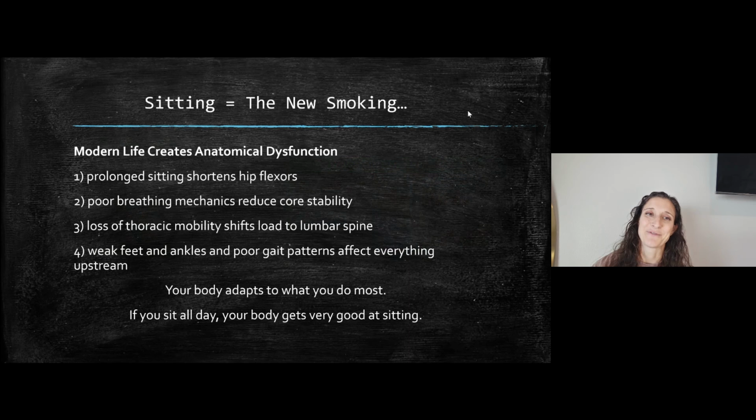Now, you've heard the tagline before, sitting is the new smoking. Well, honestly, just modern lifestyle creates anatomical dysfunction. When it comes to prolonged sitting, because of those short hip flexors, for breathing mechanics, because we typically round forward, and this goes with upper cross syndrome as well, but we're talking about the low back right now. So that poor breathing mechanics, because we kind of cave in on ourselves, we don't get the full expansion of our lungs, we don't move our thoracic spine. So we have poor thoracic mobility, and that shifts the load into our lumbar spine.